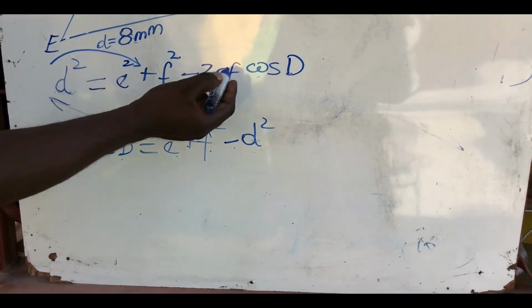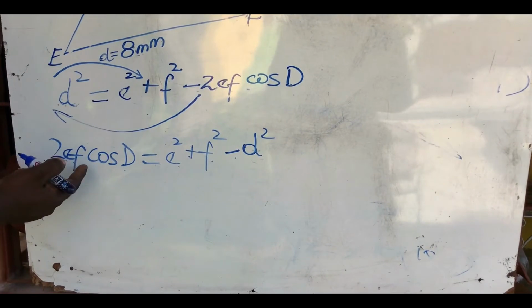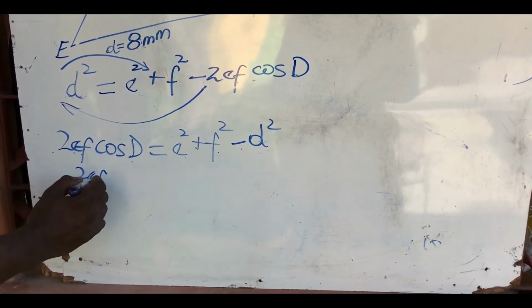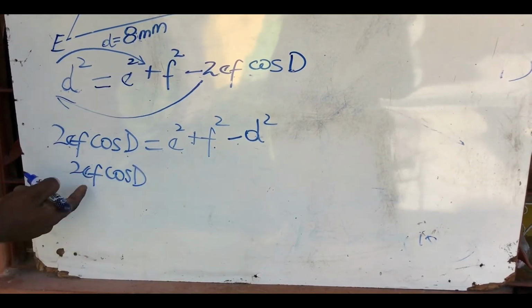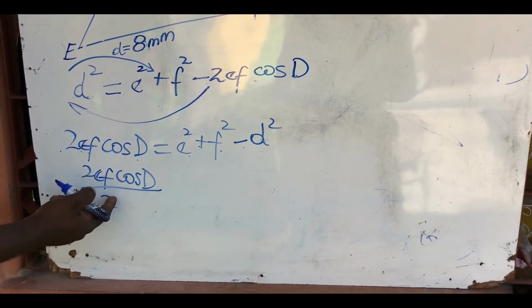But remember, what I want is for cos D to become the subject of the formula. So since cos D is multiplied by 2EF, to get rid of the 2EF, I can do the inverse operation, which is to divide.